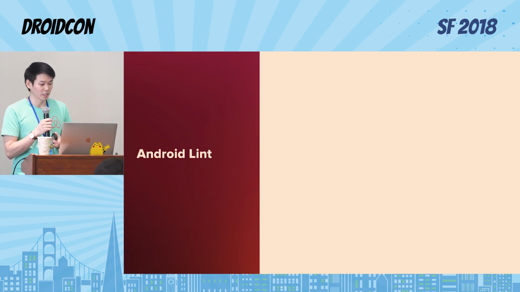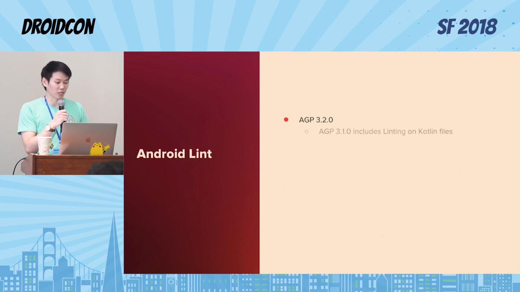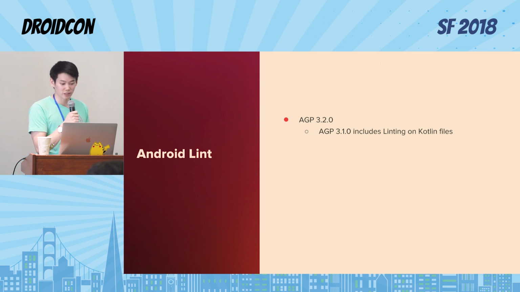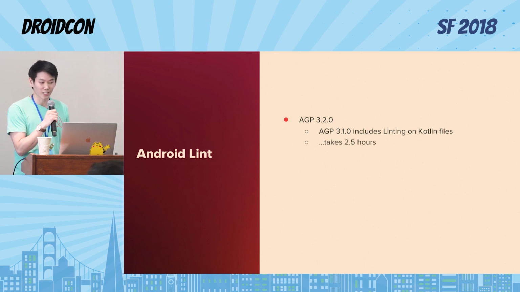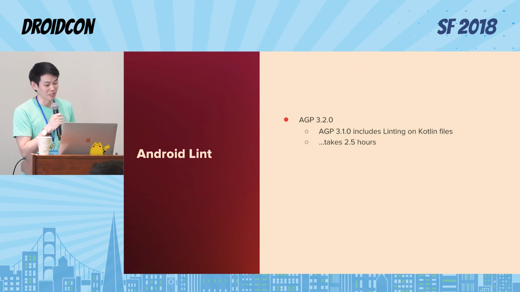Android lint is a big, but what we think is a necessary pain in the butt. And so we use Android Gradle plugin 3.2.0. One thing to note is that I believe in 3.1.0, this actually included linting on Kotlin files. And we think that that's what is causing our 2.5 hour full linting time, which is a bit absurd. So we think it's related to Kotlin. As we've added more Kotlin code, this has been slowly increasing.